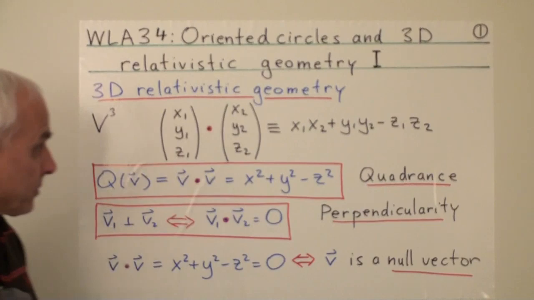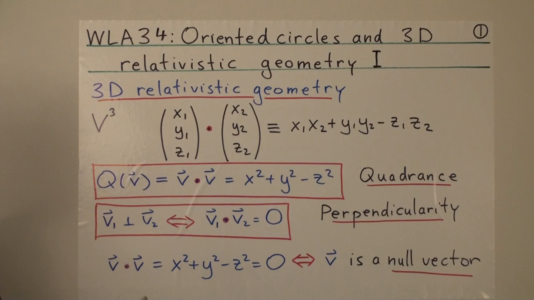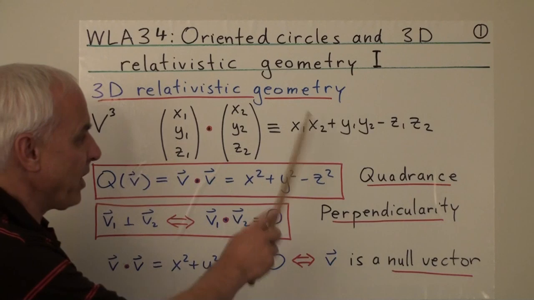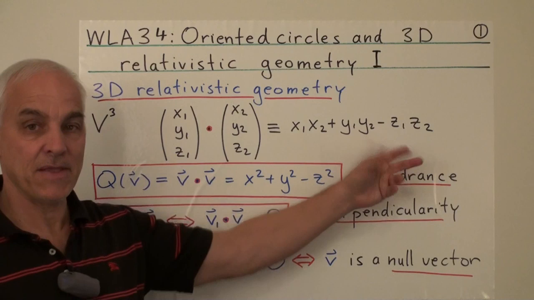So our start is three-dimensional relativistic geometry, and we're going to set it up by introducing a red, or relativistic, dot product. Okay, and it's probably what you would expect. The dot product of this vector with this vector is x1 x2 plus y1 y2 minus z1 z2. So we get that crucial minus sign that separates this dot product from the Euclidean dot product that we've already talked about.